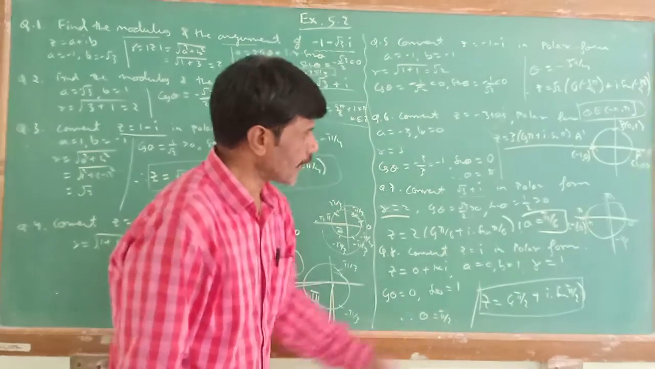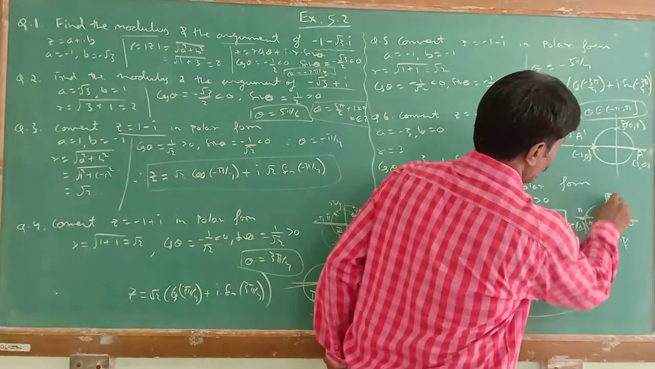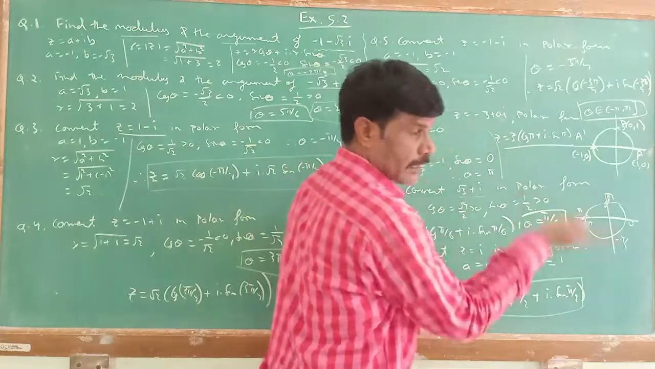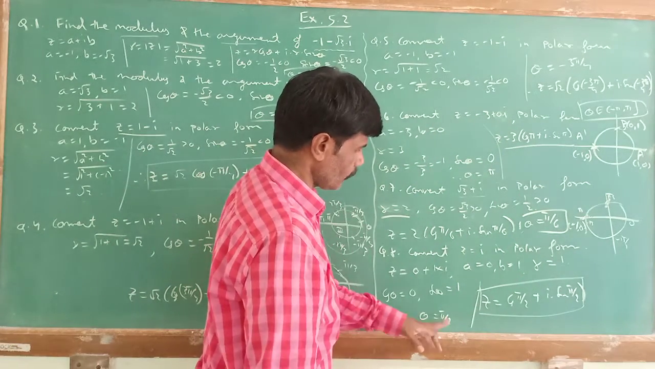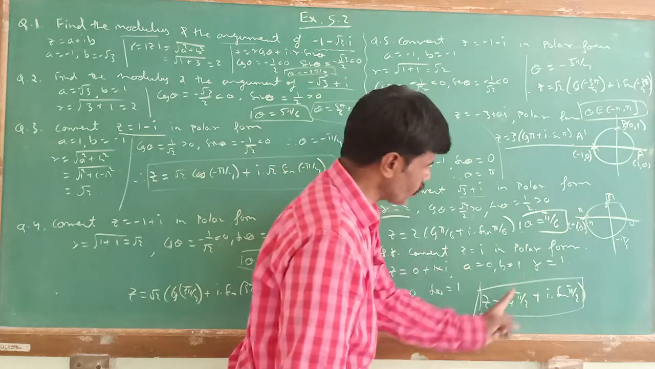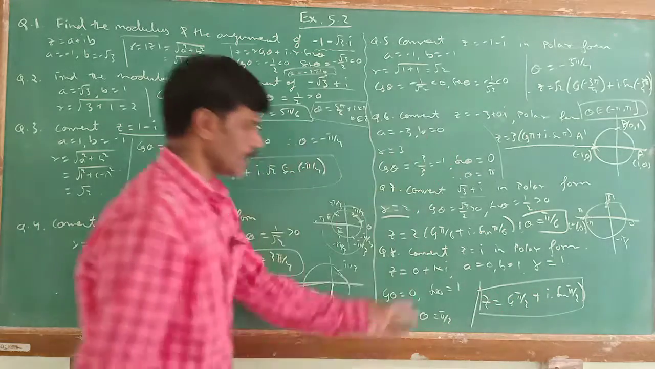Now cos is 0, sin is 1, the point 0 comma 1. Where is 0 comma 1? This point 0 comma 1 is at the B point. Okay, B point is what? 0 to pi by 2. Theta will be what? Pi by 2. So theta is equal to pi by 2. So what will the polar form be? r cos theta plus i r sin theta. But r is 1, so 1 I have not written, into cos of theta, that is pi by 2, plus i sin of theta, that is pi by 2.